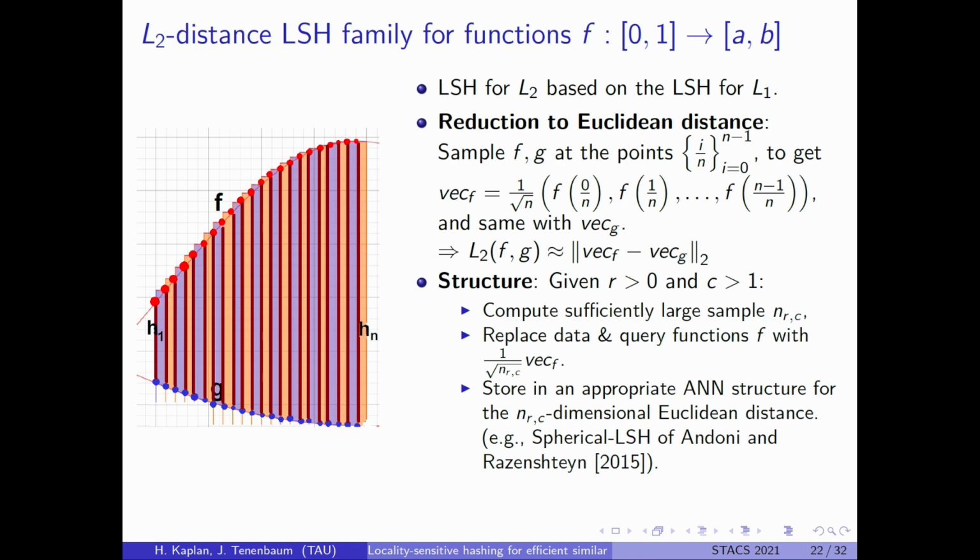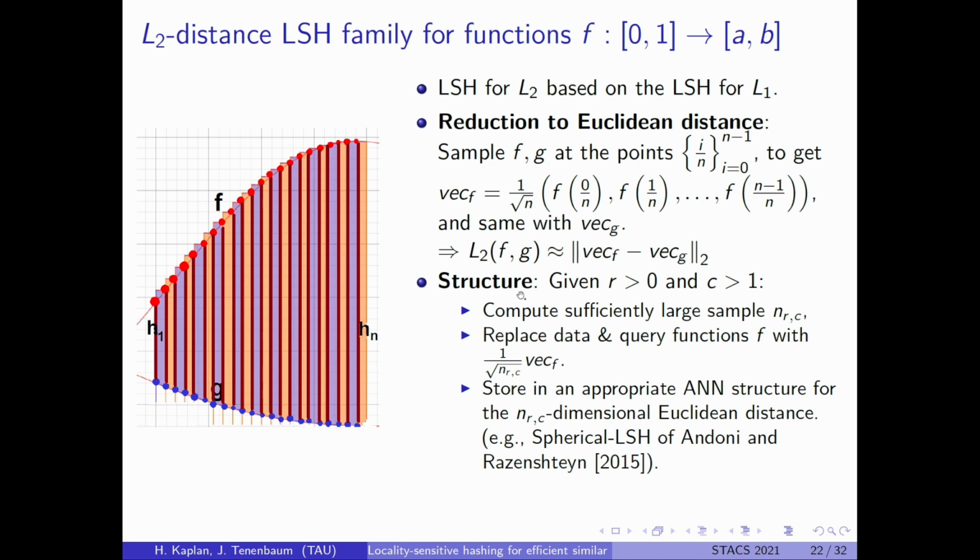In the paper, we give two solutions for L2 distances. The first is an LSH directly for L2 distances based on the LSH that we've presented before, and the second is a reduction to Euclidean distances. In this reduction, we sample our functions f and g at evenly spaced points i over n, and normalize appropriately by dividing by square root of n. This effectively transforms each function to a vector, and we observe that the L2 distance between the functions is well approximated by the Euclidean distance between the vectors, and the approximation improves the larger the n we take.